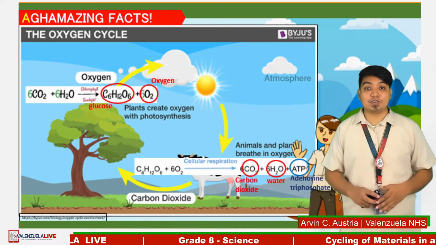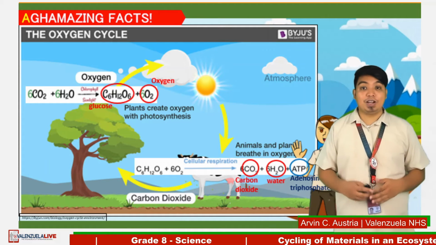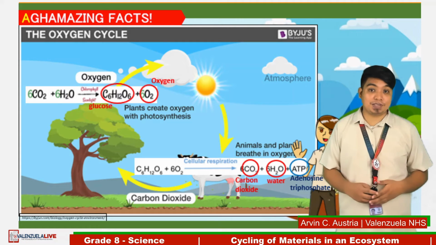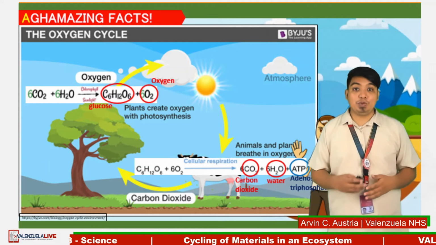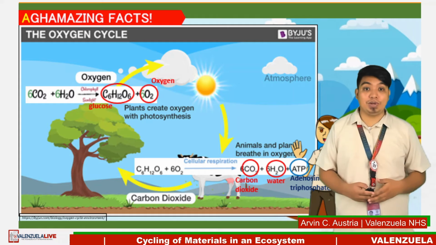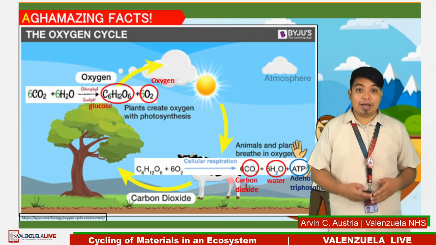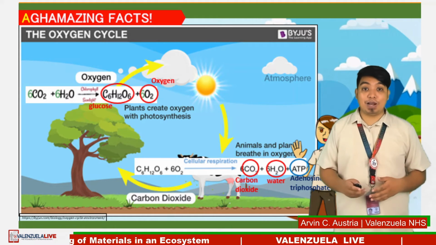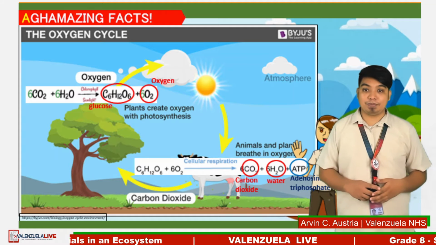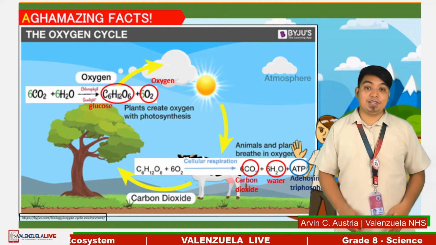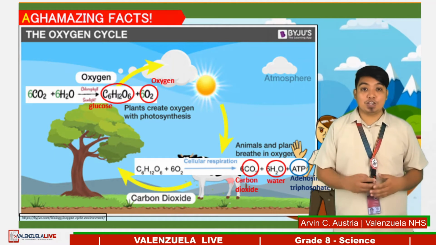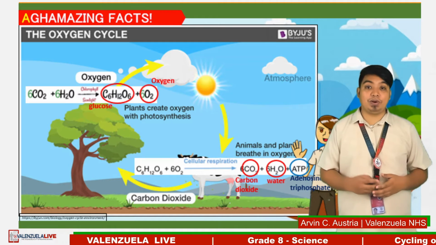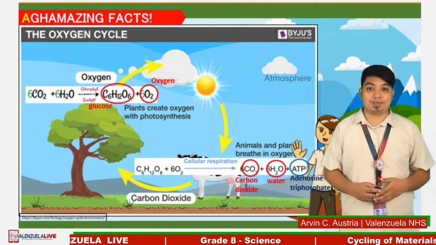Here are the products of cellular respiration. Carbon dioxide as waste that we exhale, water that we produce as sweat or urine, and ATP or adenosine triphosphate as our energy currency. All of our activities need ATP.